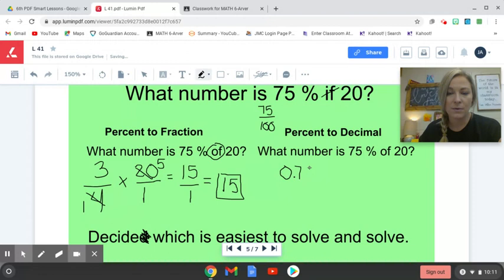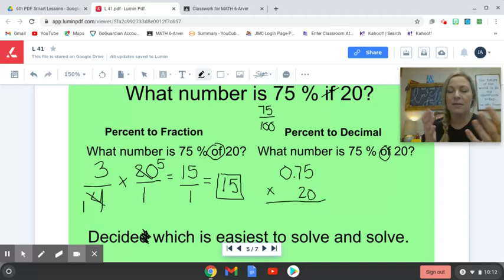So again, in math, the word of means times. So 75% times 20, or 75% of 20 looks like 75 hundredths times 20. Multiplying decimals is also something that we just recently practiced as a math skill. So you're going to multiply like normal and then determine where your decimal point goes.